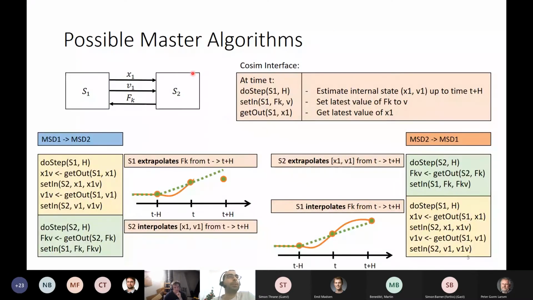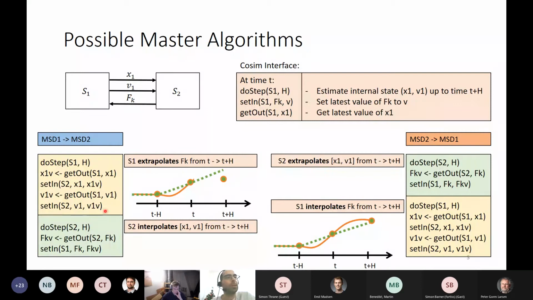So if you look at this example with two FMUs, and let's assume the FMUs implement this interface, so a simple three functions: do step, set input to a particular value, and get output to get a particular value. There can at least be two possible master algorithms to solve this. One of them will step FMU1, the MSD1, the first mass spring damper. It will step it first, get its outputs, and then set the inputs to the second FMU, and then it will step the second FMU.